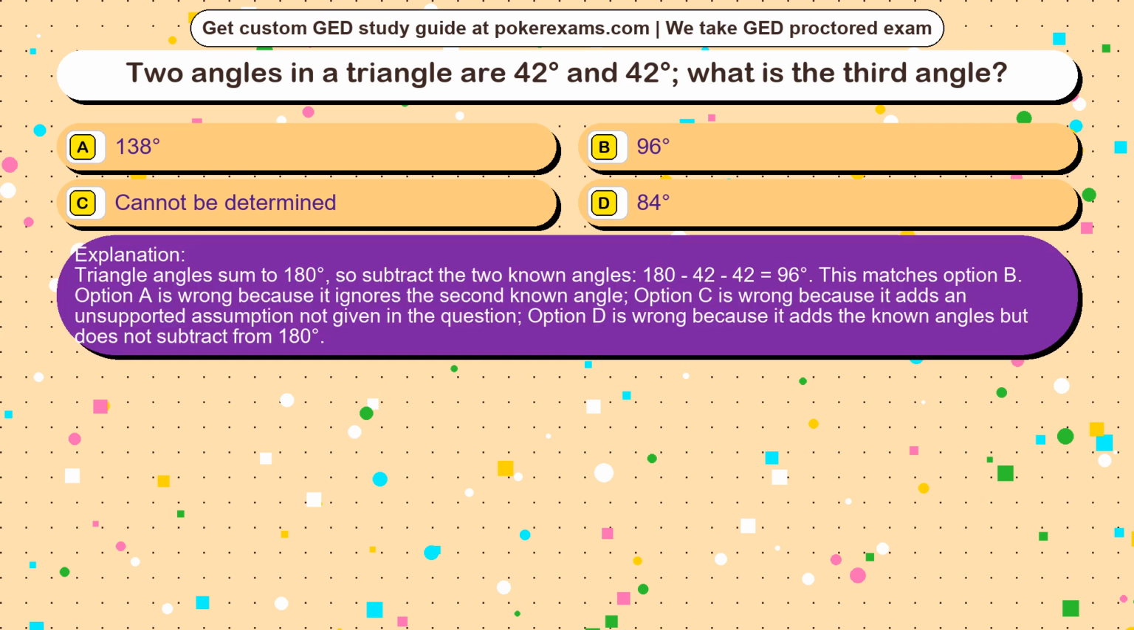Triangle angles sum to 180 degrees, so subtract the two known angles, 180 minus 42 minus 42 equals 96 degrees. This matches option B. Option A is wrong because it ignores the second known angle. Option C is wrong because it adds an unsupported assumption not given in the question. Option D is wrong because it adds the known angles but does not subtract from 180 degrees.